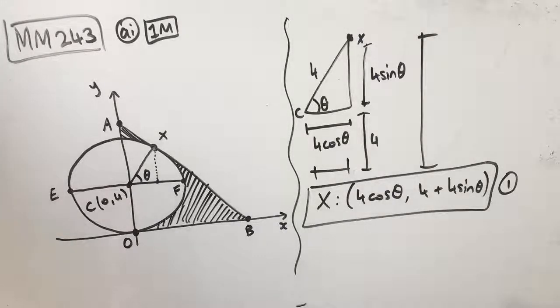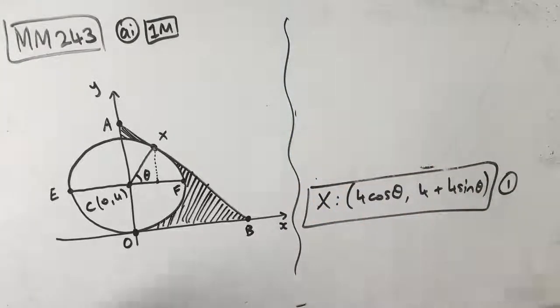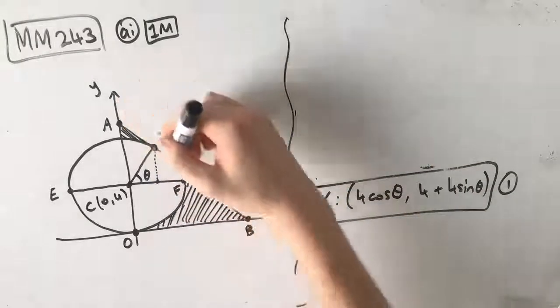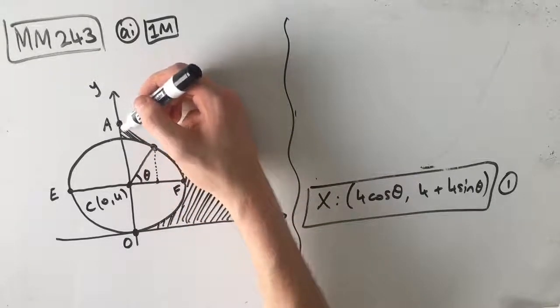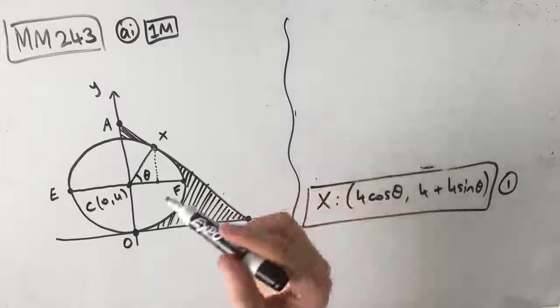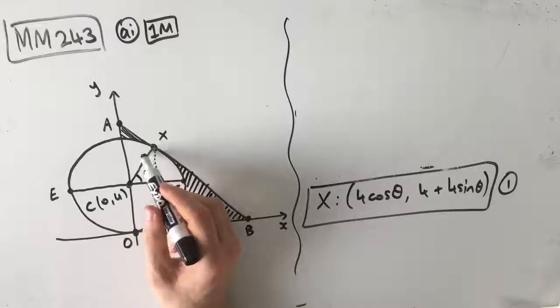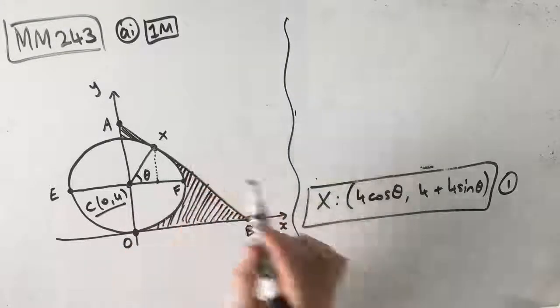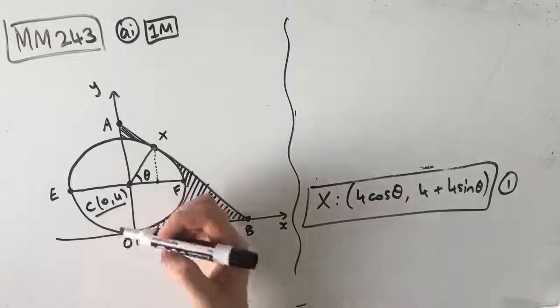Next part is part A(ii), which asks us to find the gradient of the tangent AB. So, how do we find the gradient of this tangent? Well, we don't know what this equation is. We don't know what the line is, so we don't know the gradient there. But what we can do is figure out the gradient of CX, right? Because we know C, we know X, which is this, and because AB is perpendicular to that, we can take the negative reciprocal of that.